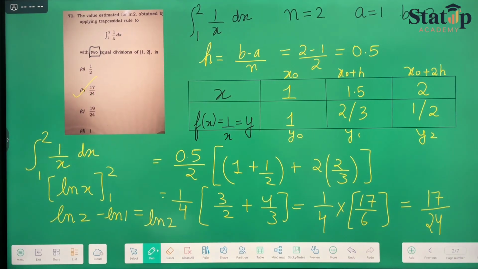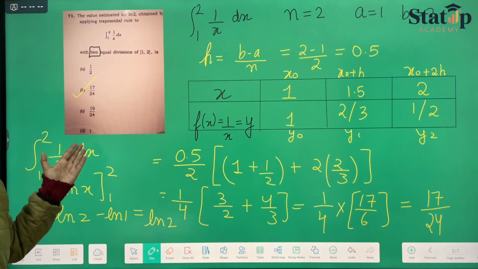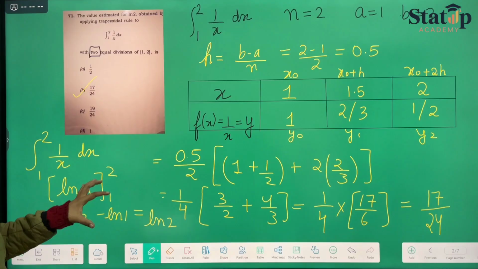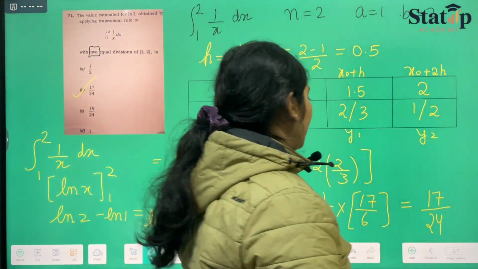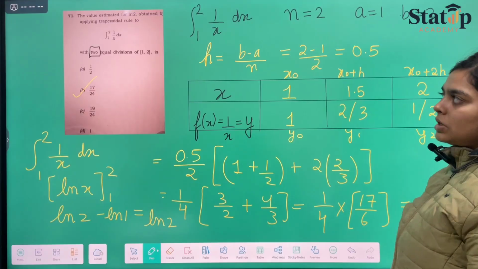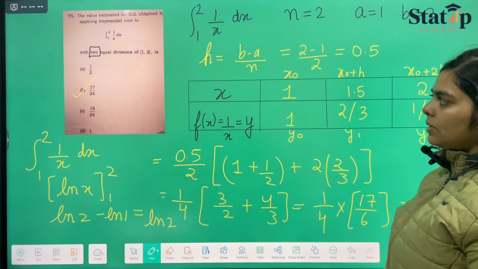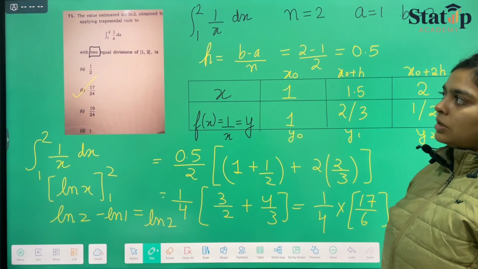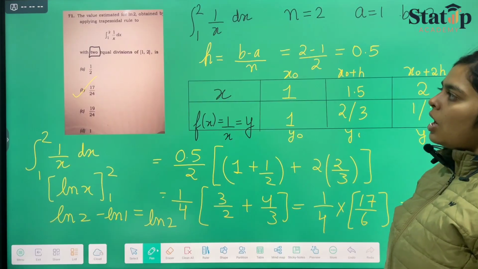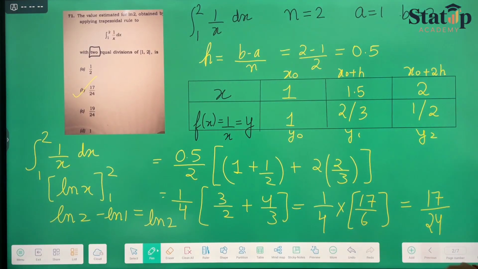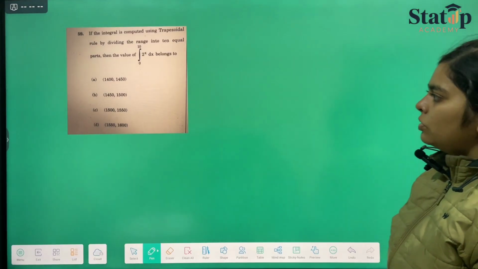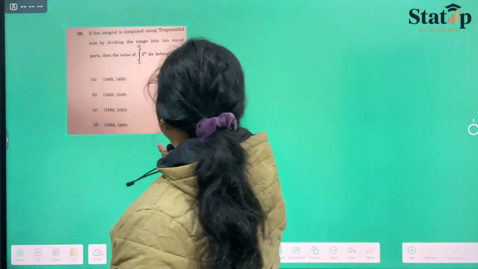If you remember that, then you can do it, which is a very rare case. So instead, you have to apply the trapezoidal rule only. I have done it slowly just so that you can understand the concept for the examination. After practicing many of these kinds of questions, you will be able to solve them within 1 minute. Now let's move to the second question.